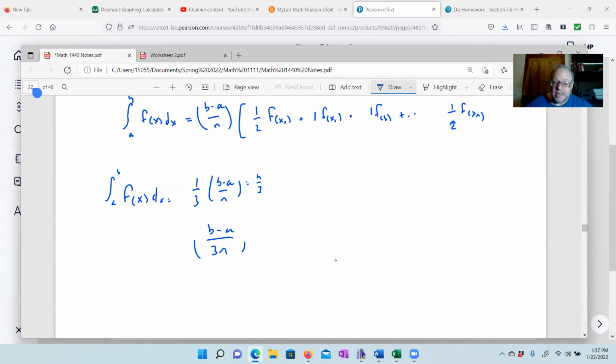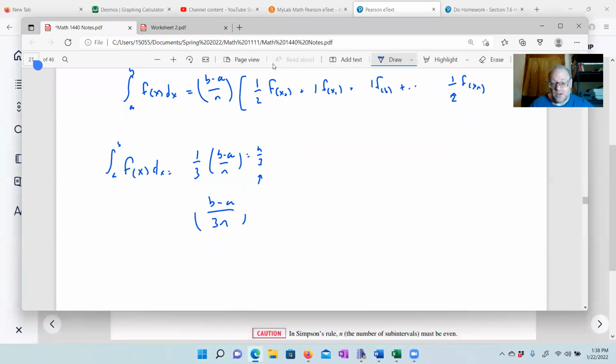They just group them a little bit differently. Okay, and actually I will tend to do that. This is my preferred way of writing it rather than b minus a over 3n. I'd rather figure out my b minus a over n and then multiply it by 1/3. So that's generally how we do that. And again, I'm looking these up too.